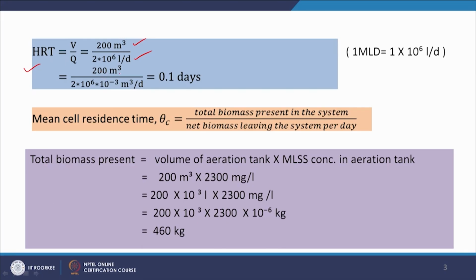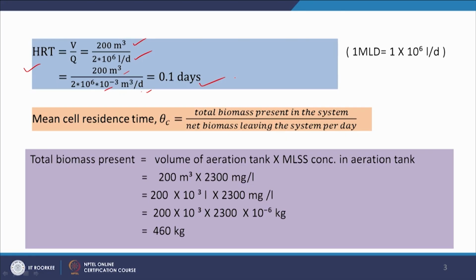So, 200 meter cube divided by 2 into 10 to the power 6, that liter we have to again convert into the meter cube. So, we are dividing this by 1000. So, we are getting meter cube and meter cube per day, so that will be coming into days unit. So, 0.1 days we are getting.